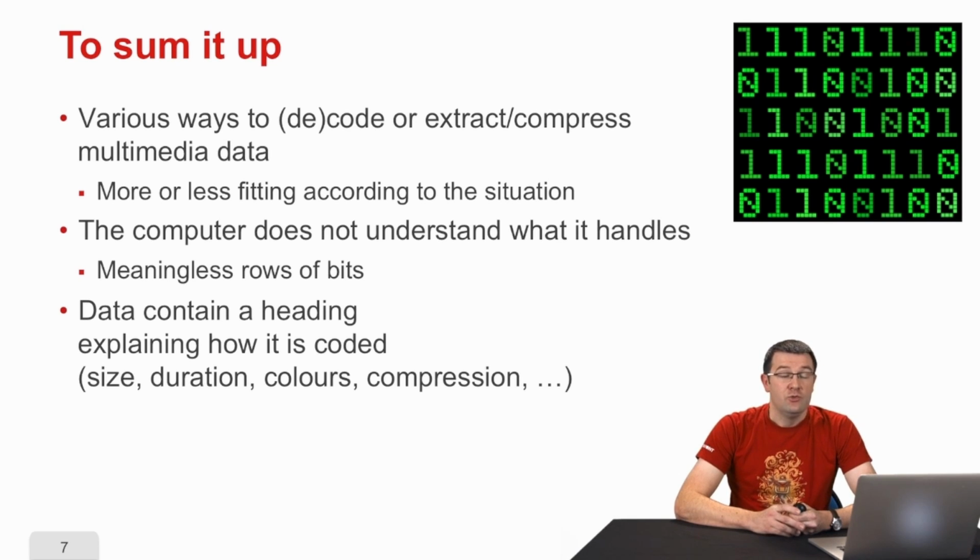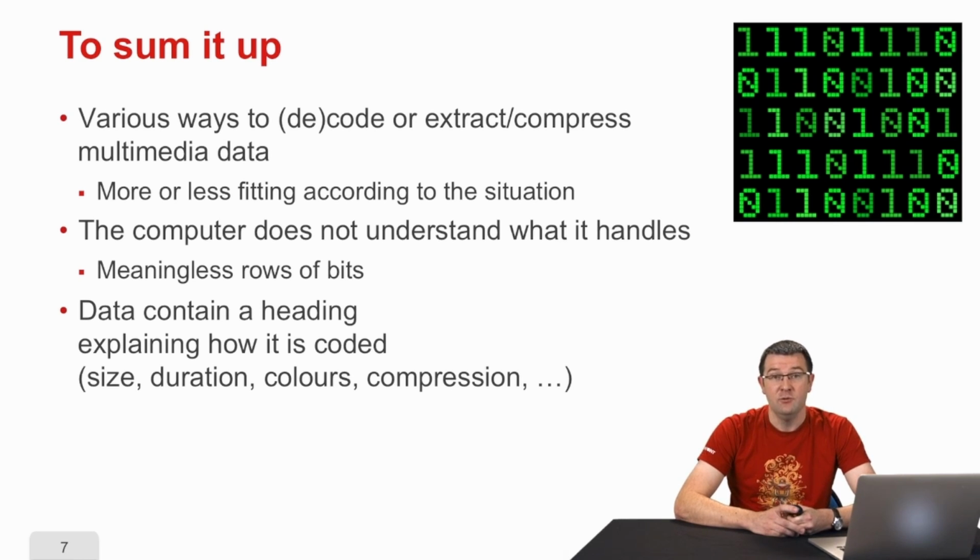And for the computer, it's always the same. It sees a set of bits, it doesn't know what it is made for, it doesn't know it is an image. It's a meaningless row of bits. But when it is given that information in order to display it, the data will be given a heading that describes, this is an image which was coded and compressed that way. So the computer will be able to decode, extract, and display the data by using the right method, the right pixels, the right colors for the pixels, etc.